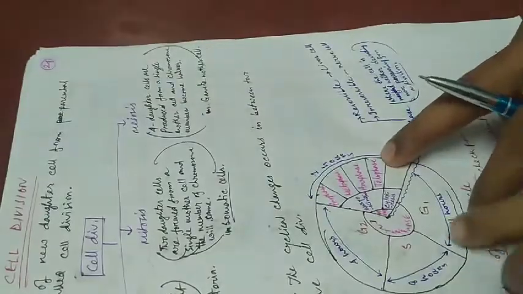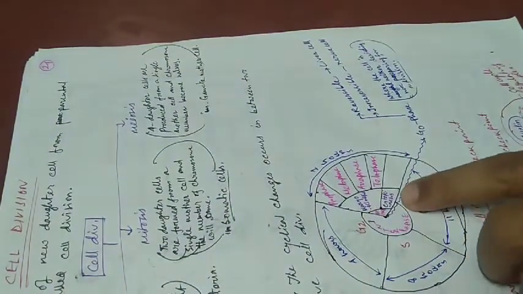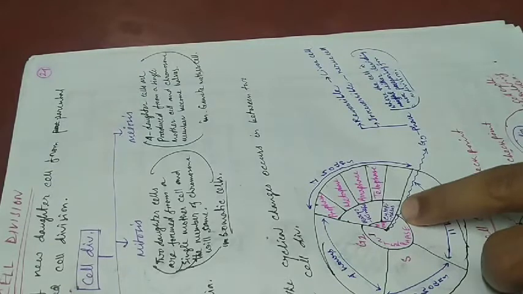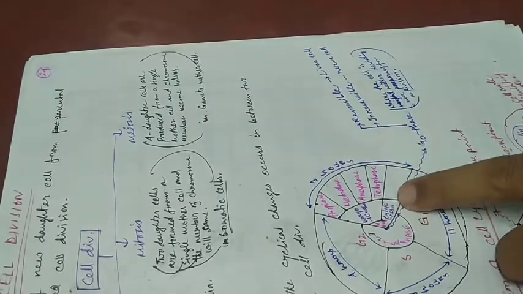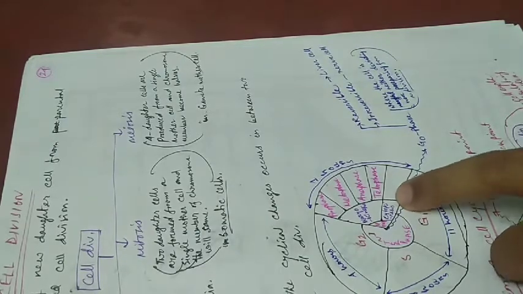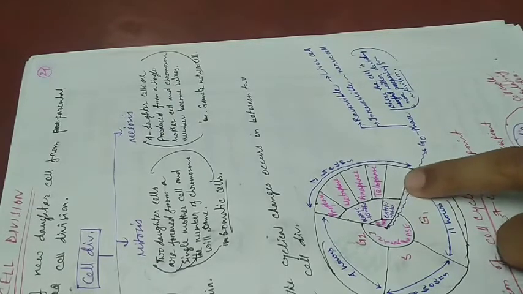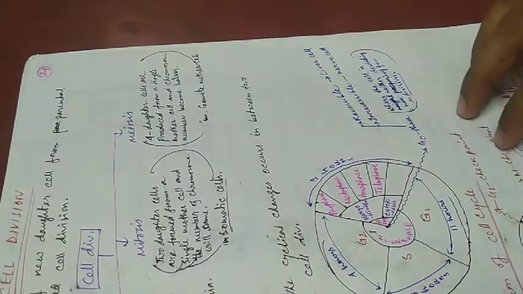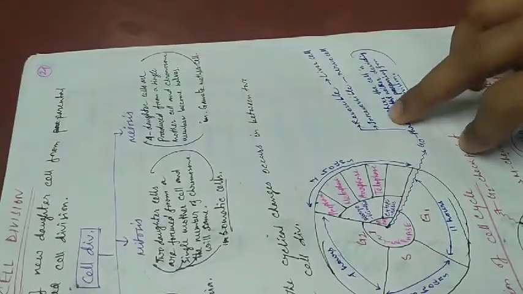Then, after completion of karyokinesis, cytokinesis will occur. Cytokinesis means the division of the cytoplasm of a cell. In that phase, the cell divides, or separates into two cells. The cytokinesis process is different in plant cells and animal cells.